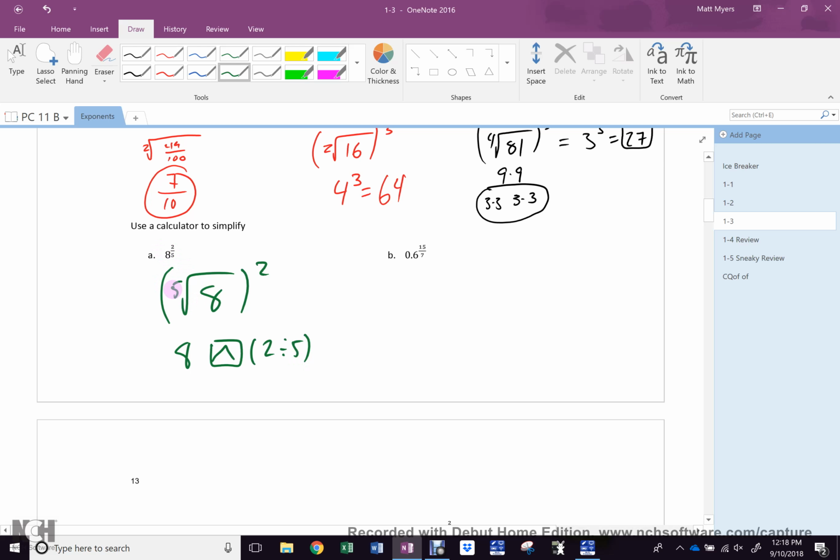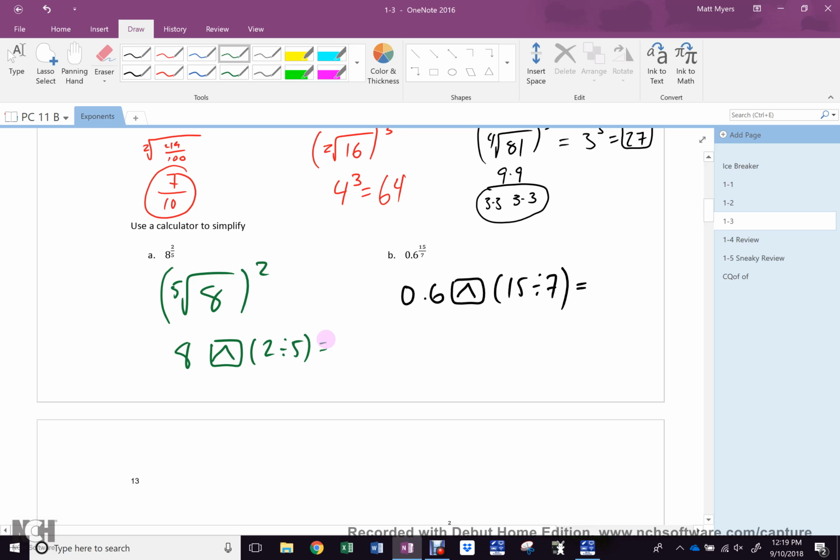Everybody good? So what would this one be? Same thing. You're going to go 0.6, exponent button, bracket 15 divided by 7, bracket equals. And get another crazy decimal.